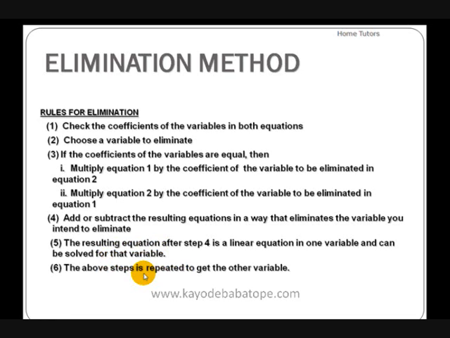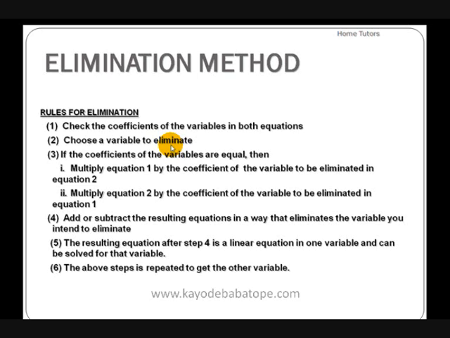Rules for elimination. 1. Check the coefficients of the variables in both equations. 2. Choose a variable to eliminate. This is because since you have an equation in two variables, you can write the equation in terms of one of the variables. So choose a variable to eliminate by rewriting the equation in terms of that variable to be eliminated.